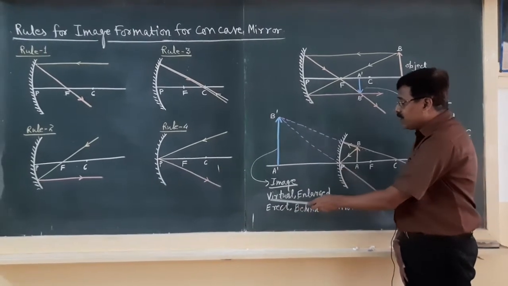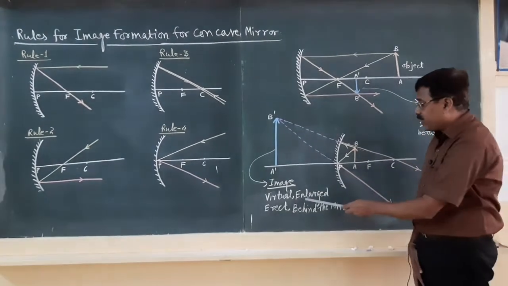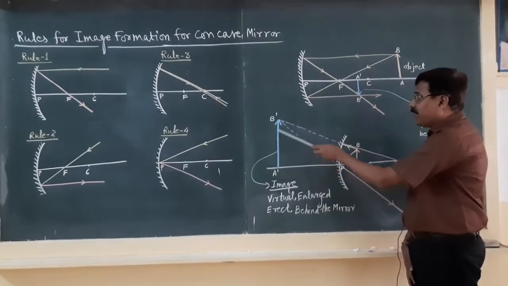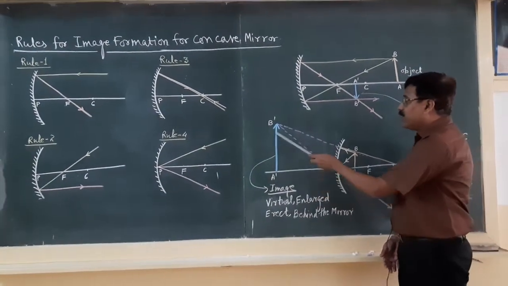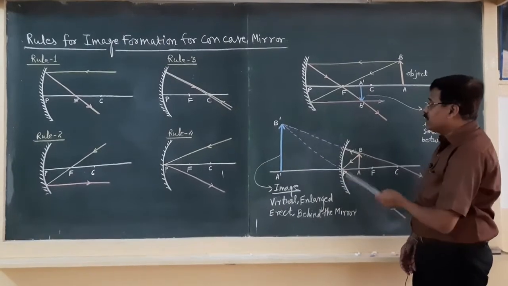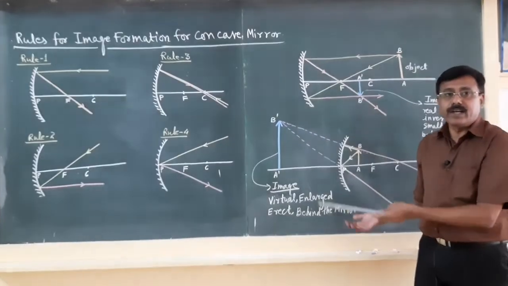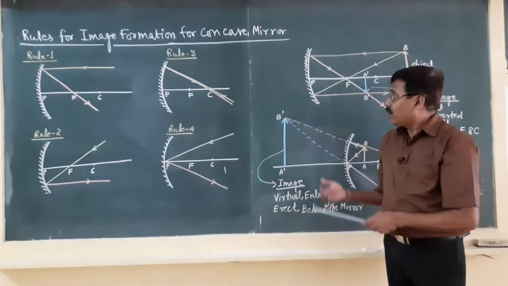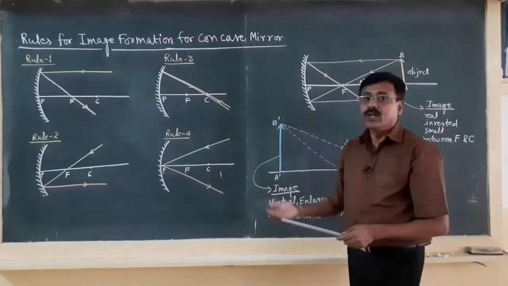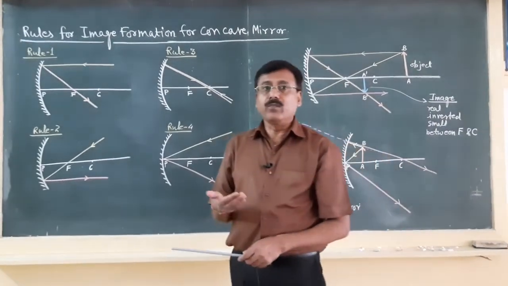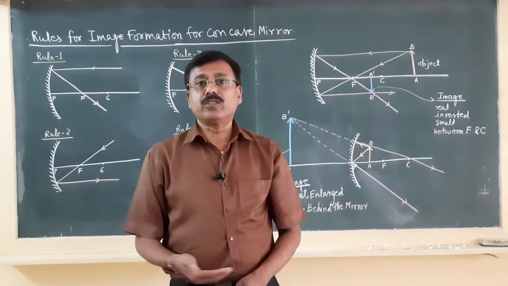The image is virtual, because there is no real intersection point. Second, it is enlarged, its height is more than the height of the object. And third, it is erect, its direction is the same, and it is always formed behind the concave mirror. So, except these two, there are other cases, and with the help of these rules you can locate the position of the image and find the characteristics of the image according to the position of the object.